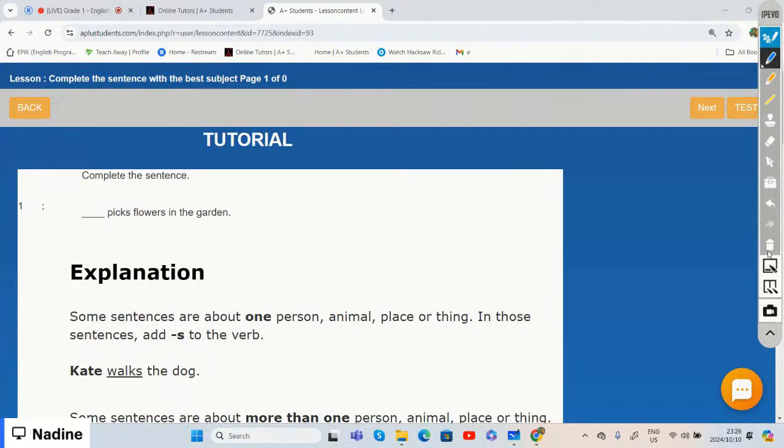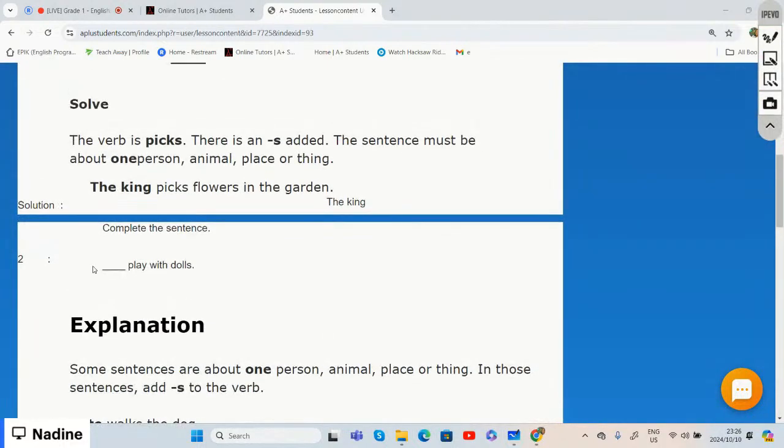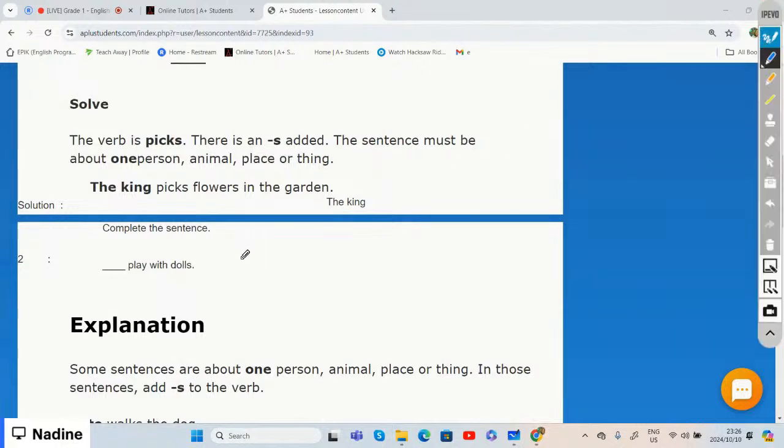All right. The next one. It says play with dolls. We need to say who plays with dolls. Do we say Jenny play with dolls? Or do we say they play with dolls? Which one is correct? Well done. The girl is correct.